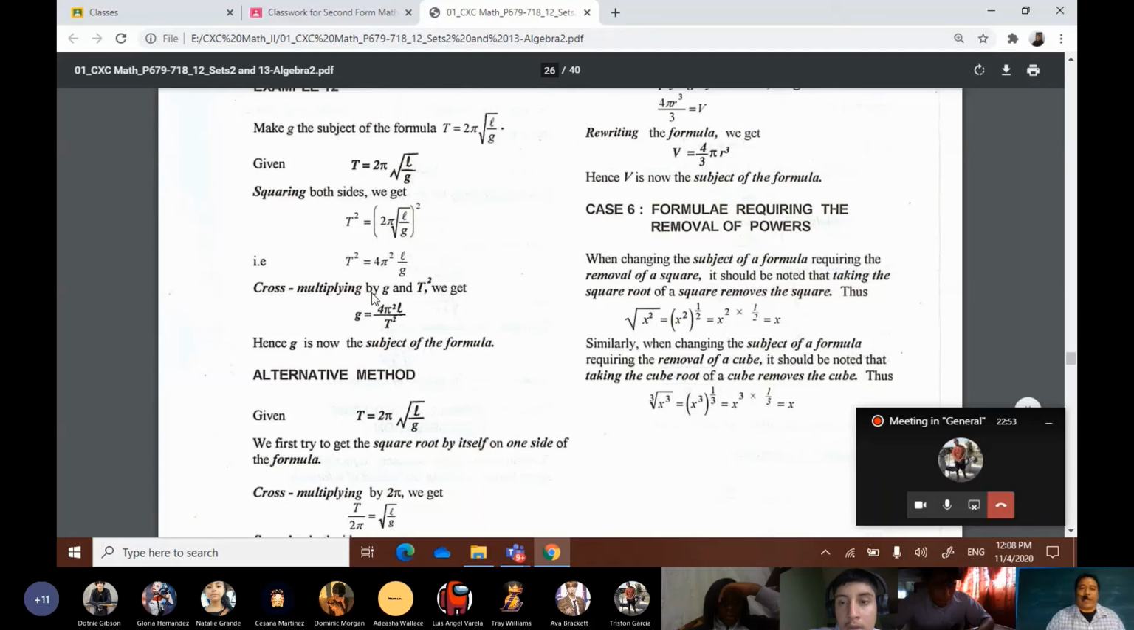We cross multiply both sides. We cross multiply by g and t squared. We get g equals 4 pi squared L over t squared. Hence, g is now the subject of the formula.